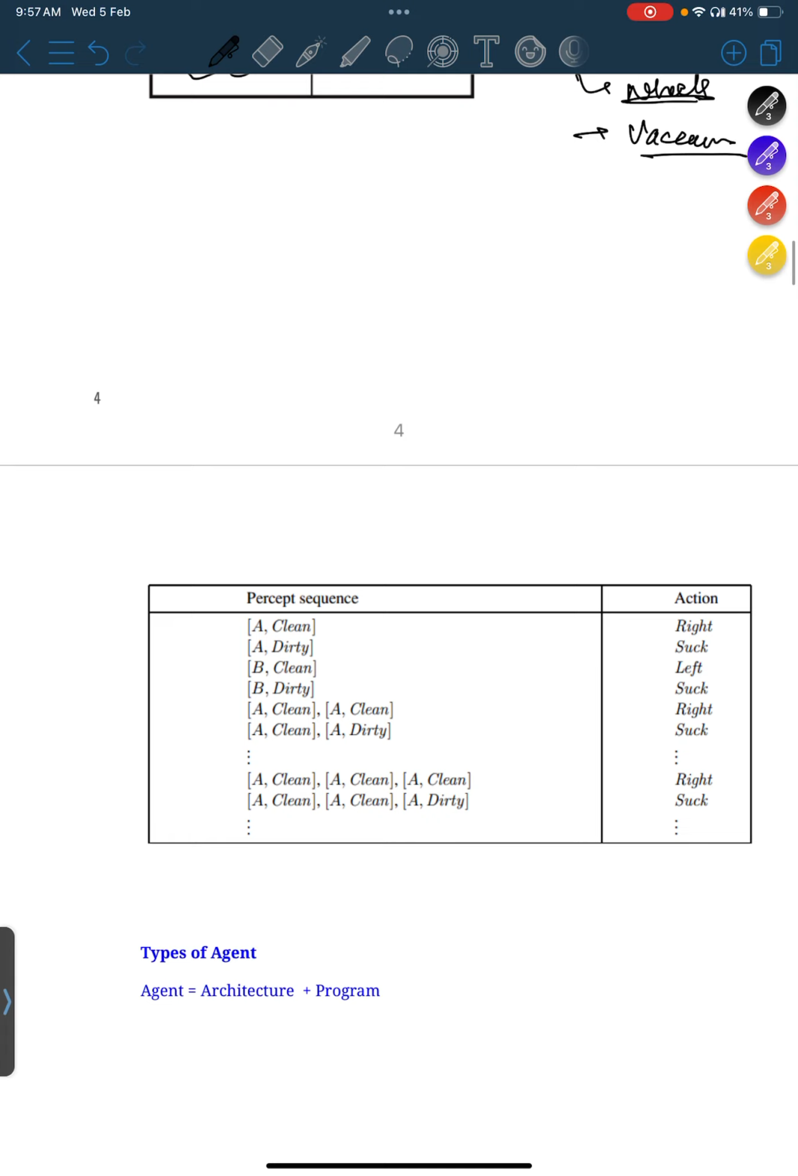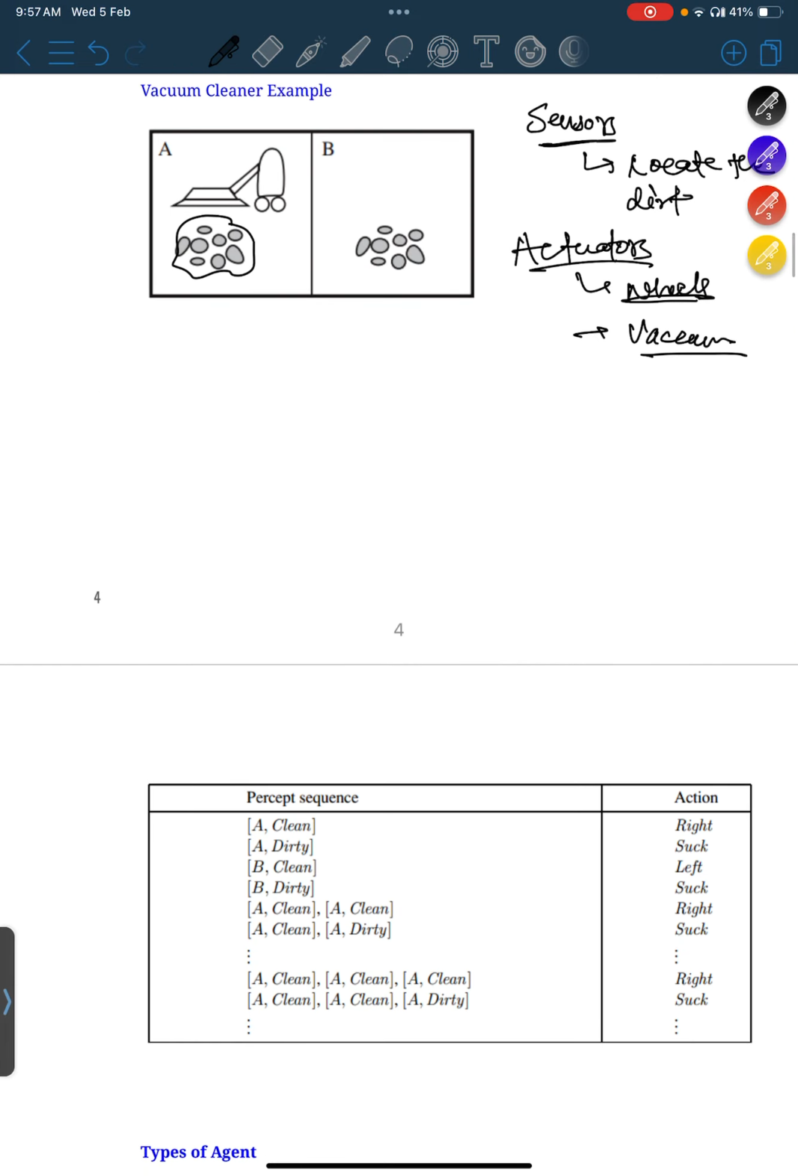For example, for our vacuum cleaner, we can think of the input as which room it is in and whether the room is clean or not. So if the agent is in room A and it is clean, what does it need to do? It can go to room B and check whether room B is clean or not. So it will take the decision to move right.